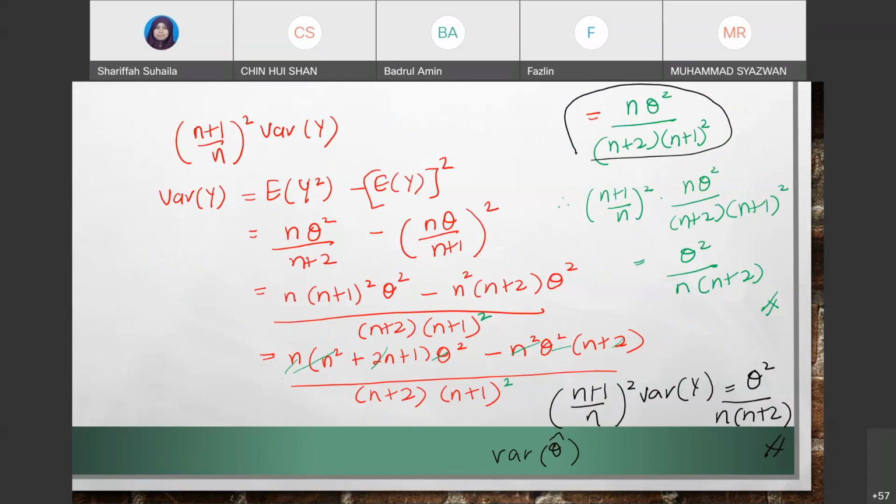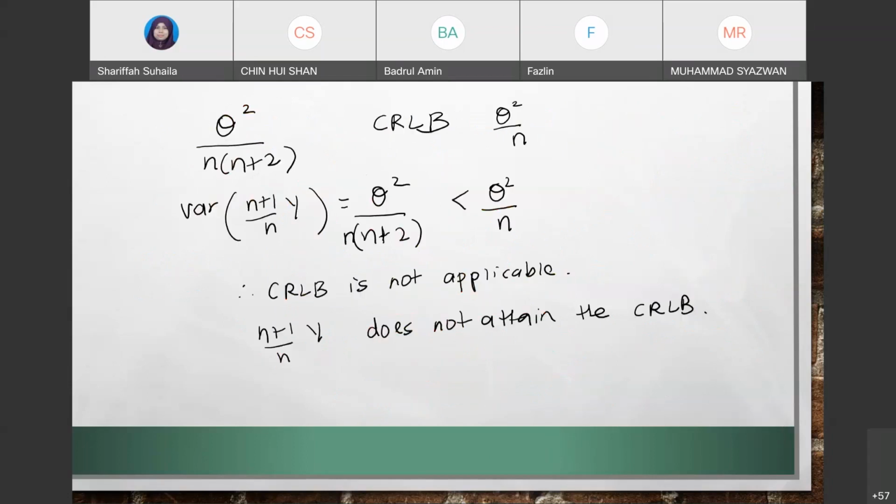So compare with the Cramer-Rao lower bound. In this case, the value for your estimator is smaller. So that means your estimator here does not attain the Cramer-Rao lower bound, so it is not the uniformly minimum variance unbiased estimator.